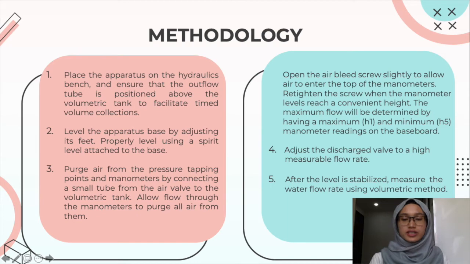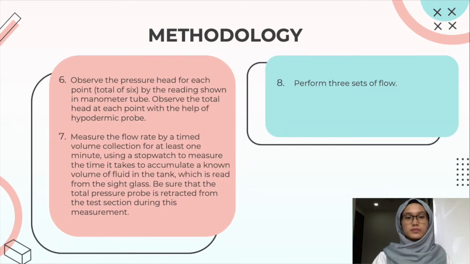The fourth step, adjust the discharge valve to a high measurable flow rate. After the level is stabilized, measure the water flow rate using the volumetric method. The sixth step, observe the pressure head for every 6 points by reading the manometer tube. Observe the total head at each point using the hypodermic probe.